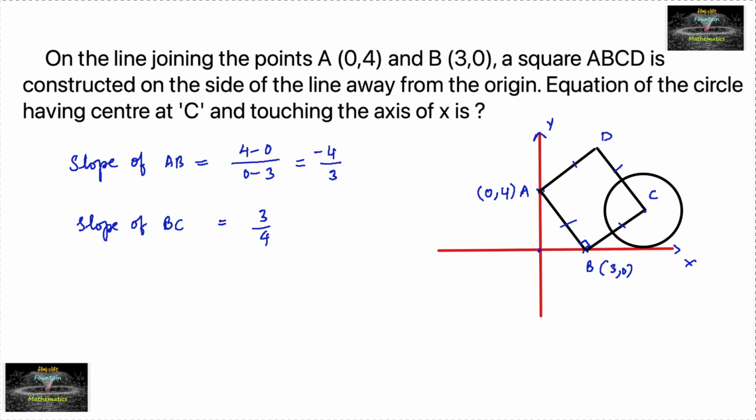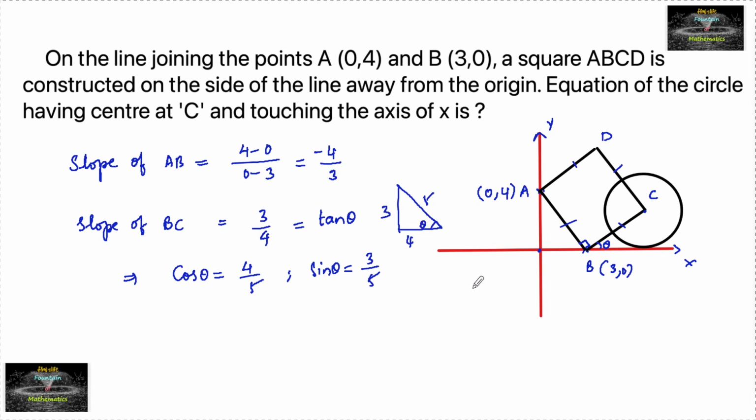Which implies, if we consider this angle as theta, the inclination with the x-axis, then tan theta is equal to 3 upon 4, which implies cos theta is equal to 4 upon 5 and sin theta is equal to 3 upon 5. From the right angle triangle you can get, since tan theta is opposite by adjacent, cos theta is adjacent by hypotenuse, that's 4 upon 5, and sin theta is equal to 3 upon 5.